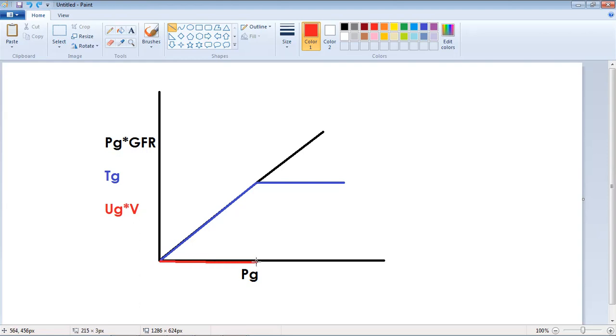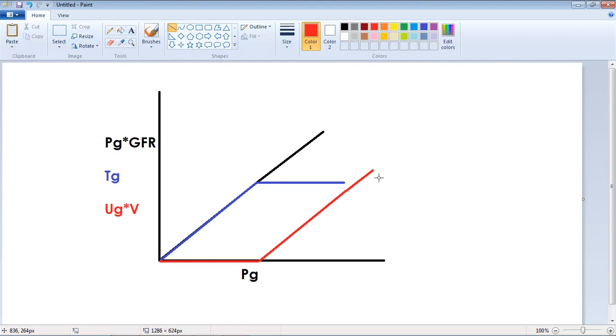So initially the UGV is 0. And when the TG reaches the plateau, the UGV will slowly increase. It will increase like this, and after that, it will increase like this. So this black curve is the curve of PGGFR. The blue curve is the curve of TG, and the red curve is the curve of UGV.